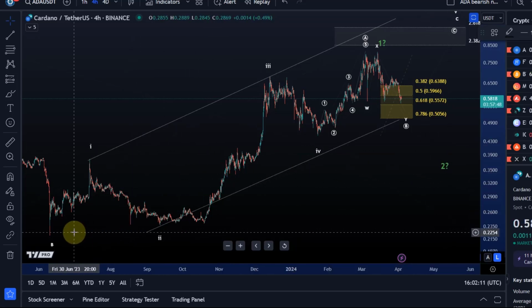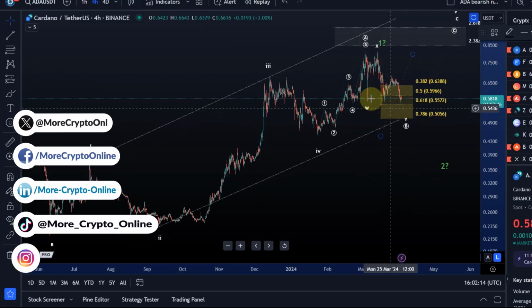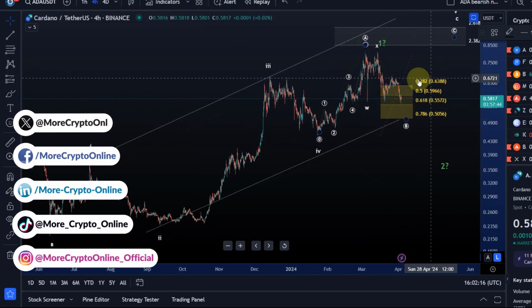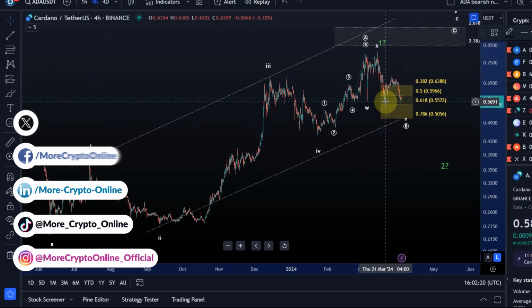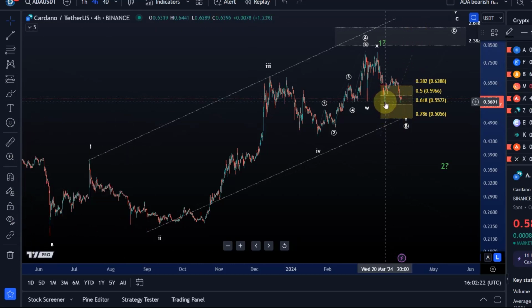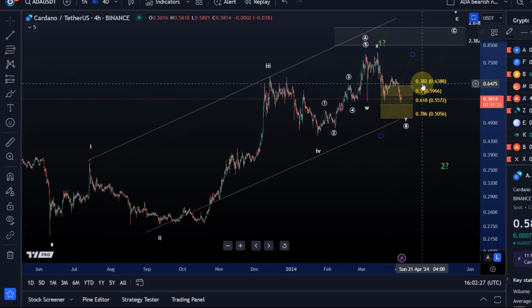On the ADA chart, we continue to see the same structure that we've seen before. Just here, there was a bit of an adjustment because the chart has failed to rally from here, from the last lows, and the last lows were broken here. The 20th of March low, like many other coins, has broken that low.